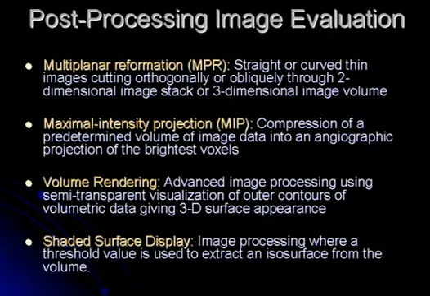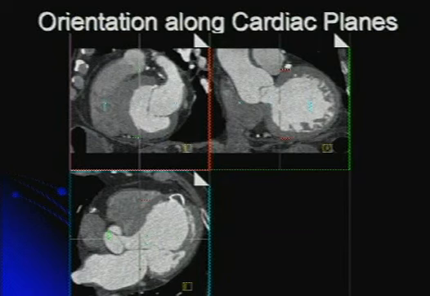Because we want to look at the cardiac images along the cardiac planes, we do a lot of post-processing of our data sets, oftentimes in MPR or MIP projections. In addition, as was shown earlier, we can use volume-rendered imaging to get a more 3D appearance of the heart to look at anatomy. And this is just an example of how we arrive at our cardiac planes.